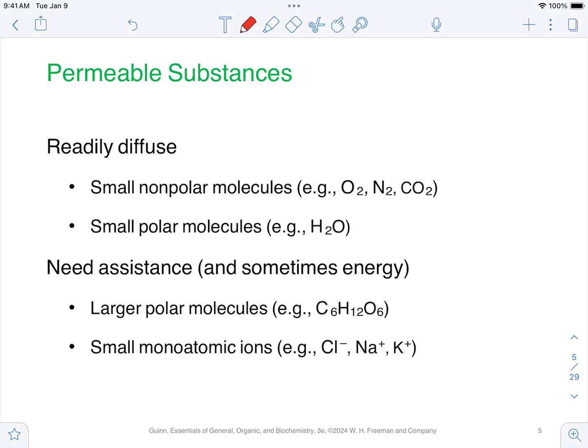So permeable substances, permeable means it's allowed to pass through. What can readily diffuse? Small molecules. You will see that it does not matter if it is nonpolar or polar. Small molecules can readily diffuse through a cell membrane or through any membrane. Stuff that is permeable but needs some assistance are larger polar molecules like glucose here. We'll see this one quite a bit. And small monatomic ions, so Cl minus, Na plus, K plus.